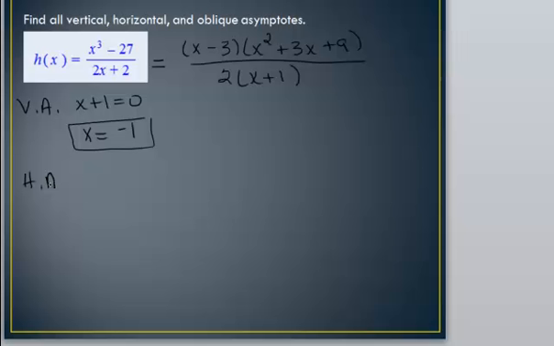For a horizontal asymptote, we look at the degrees. The degree here is 3, the degree here is 1. That means there is no horizontal asymptote. How about your oblique asymptote? For the oblique asymptote, this degree needs to be 1 more than this one. Well, this is 2 more than this degree. That means that there is no horizontal or oblique straight line asymptote.